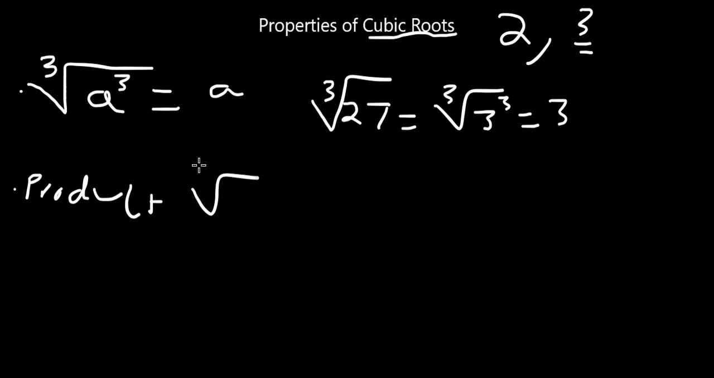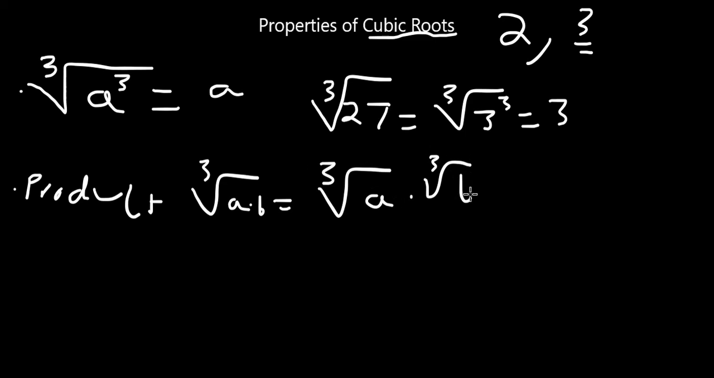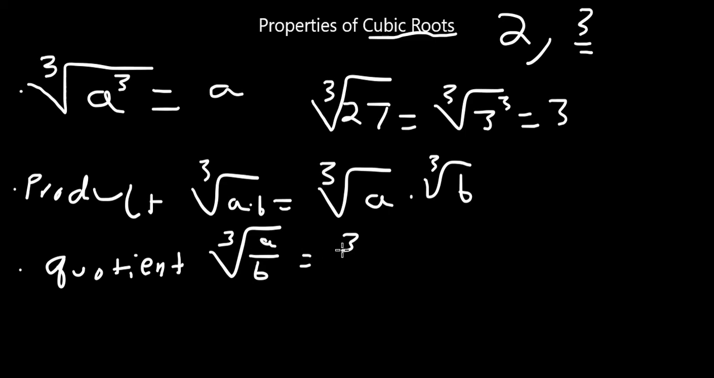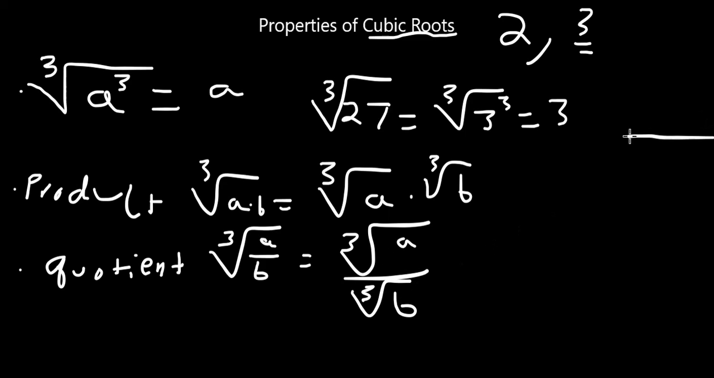Now cube roots also follow the product rule. That is, the cube root of a times b is still going to equal the cube root of a times the cube root of b. And they're also going to follow the quotient rule, which is the cube root of a divided by b is going to be the cube root of a divided by the cube root of b. However, they also follow one more thing.